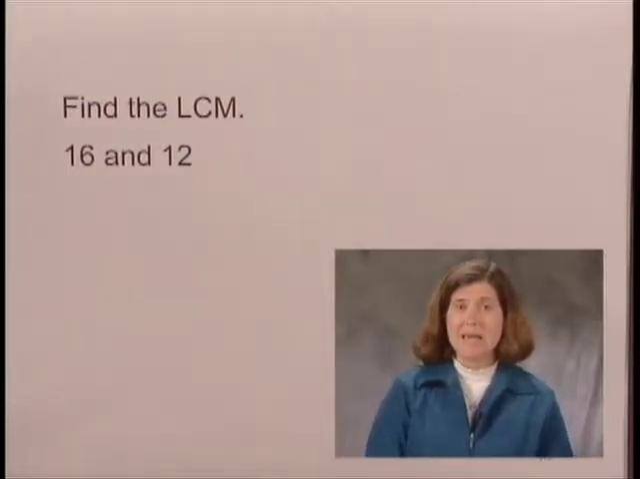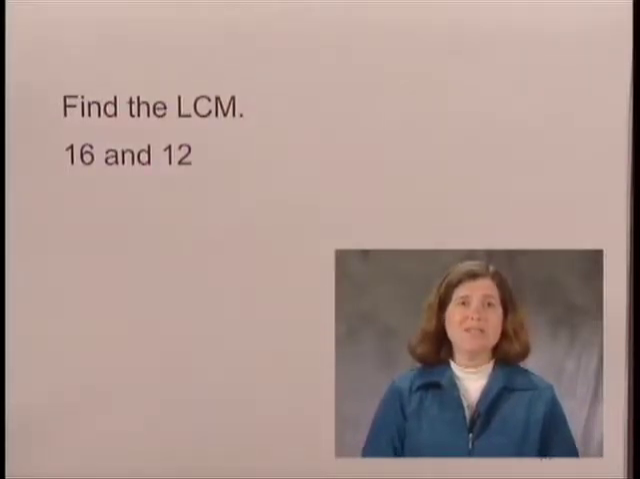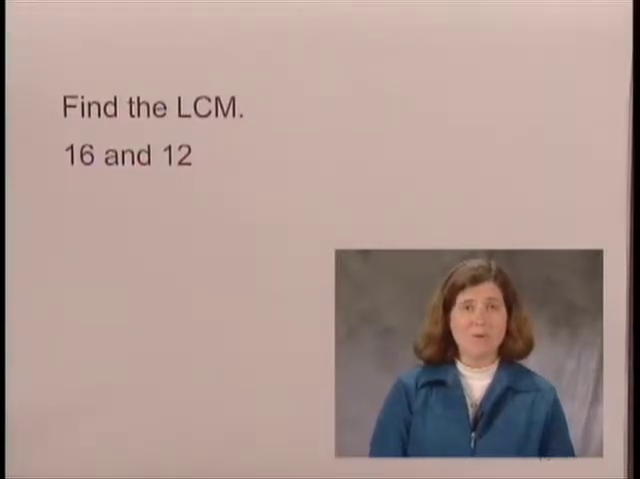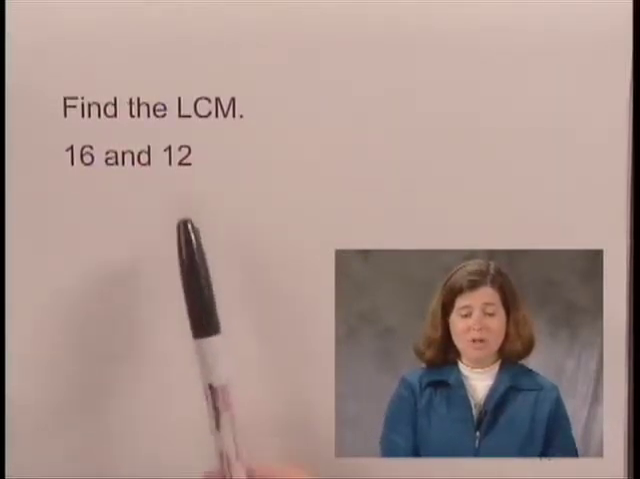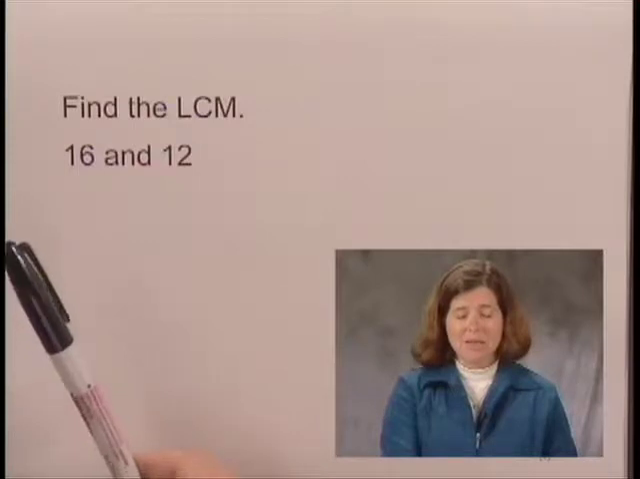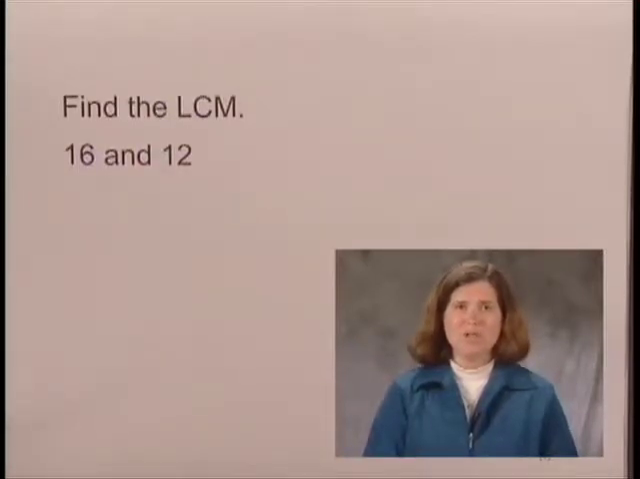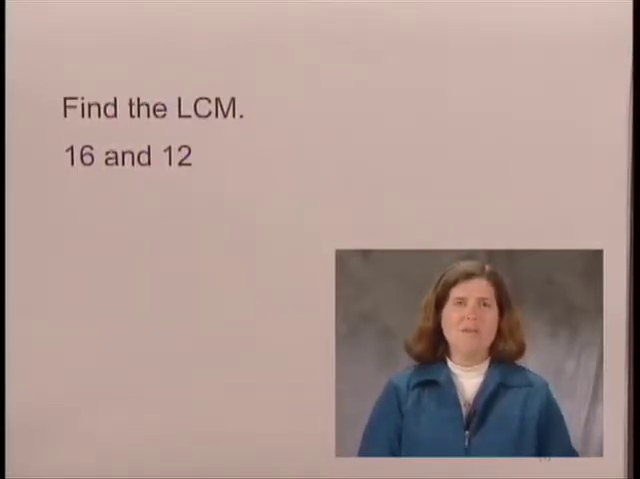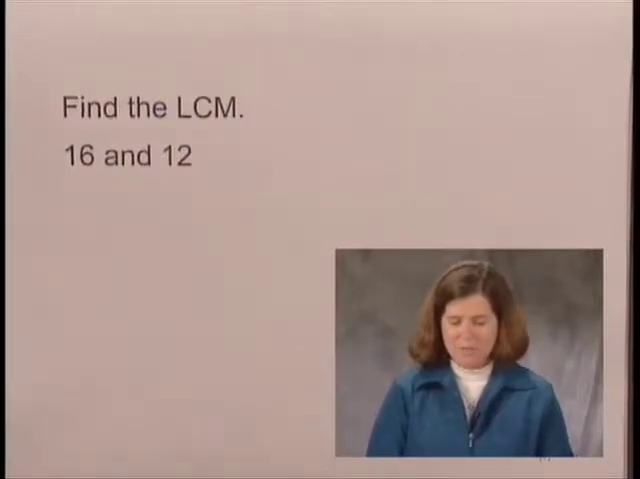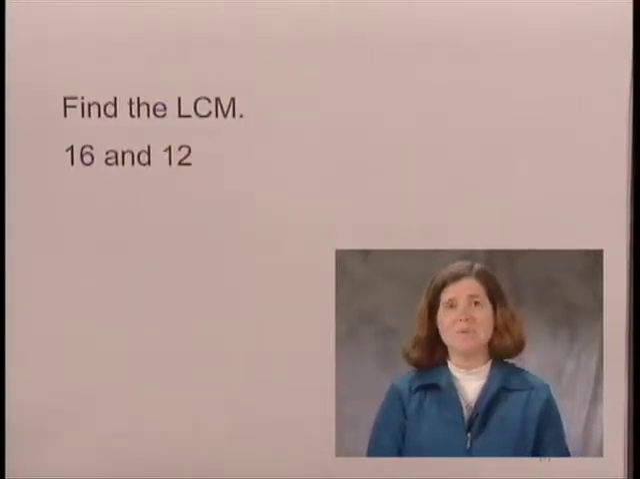both 16 and 12. The first thing to check is if one number is a multiple of the other. Look at the larger number, 16, and ask yourself, is 16 a multiple of 12? The answer is no, so we need to go to another method to find the least common multiple. The method we'll use for this example is one that you can use any time you have two numbers, and that is using a list of multiples.